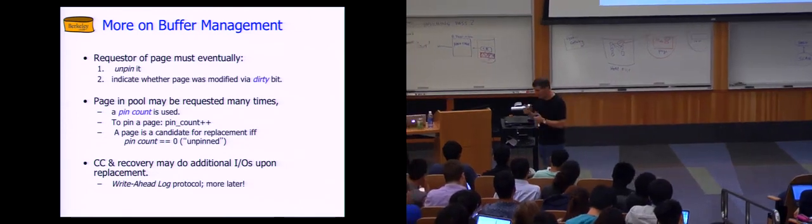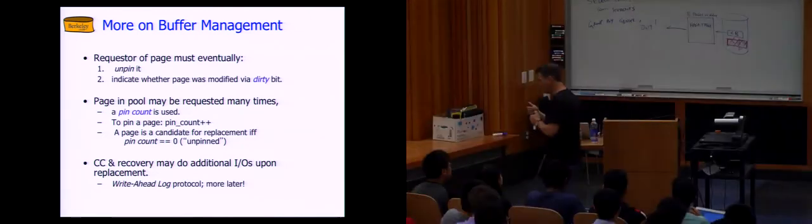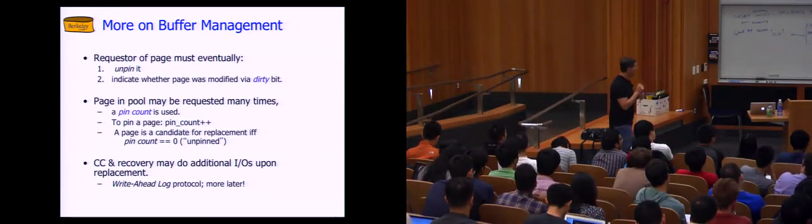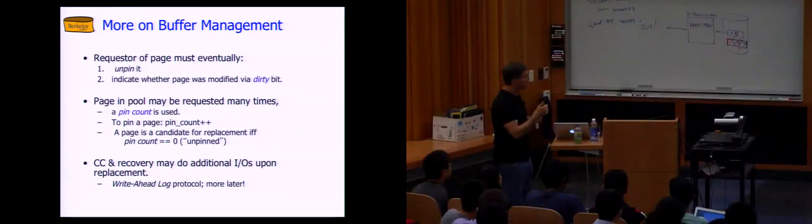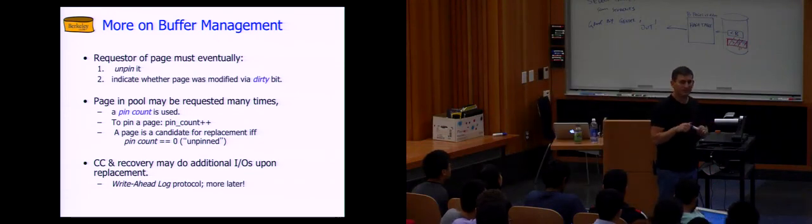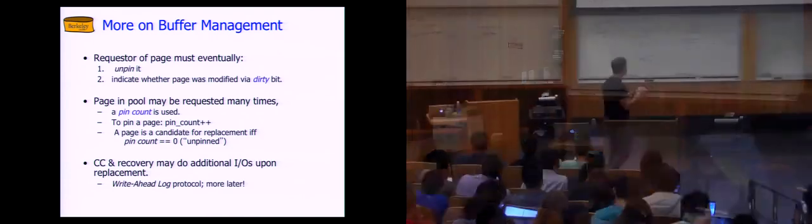So every thread that wants to work with this page will bump the pin count until it's done and then decrement the pin count when it is done. So pinning a page is pin count plus plus, and a page is a candidate for replacement if and only if pin count equals 0. That's what unpinned means. Okay, so we can have many pins on a page.